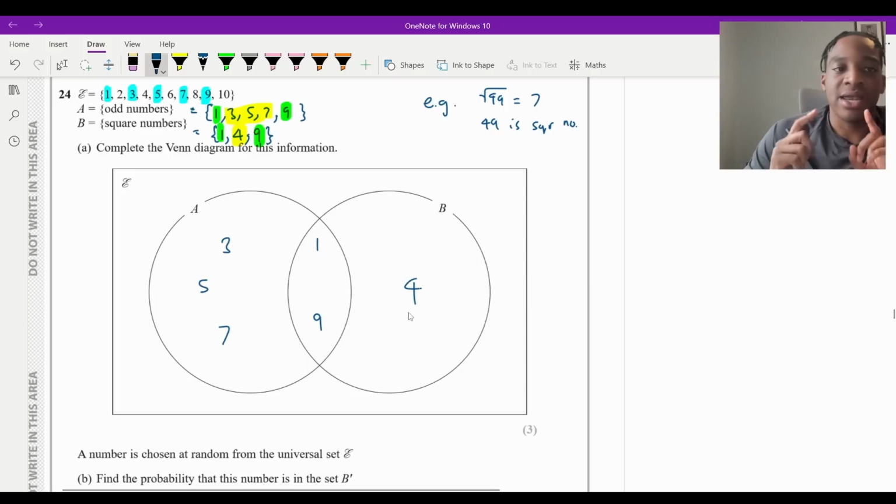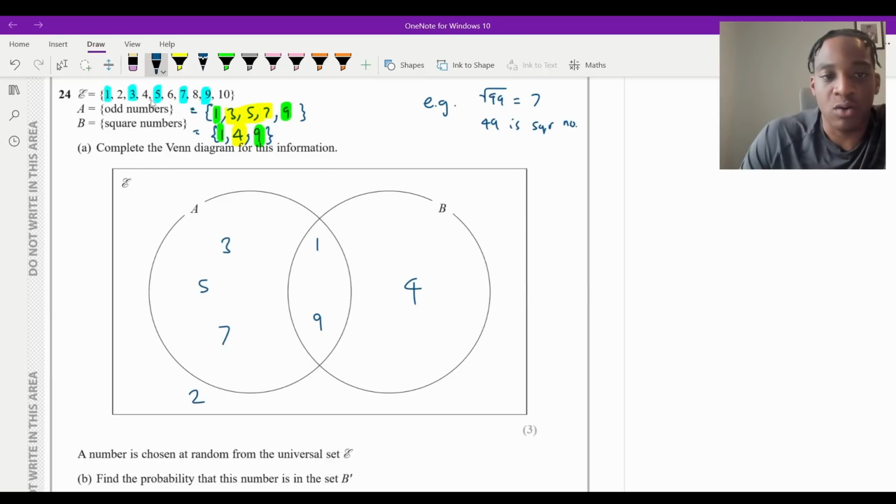So that's done. Now, we are not finished because remember, it's all well and good doing the two circles and the intersection as well, but we have to do the outside as well. And that is going to be the numbers that we haven't used. And we go back to our universal set for those numbers. Now, if I look here, we have used 1. We haven't used 2, so 2 must go on the outside.